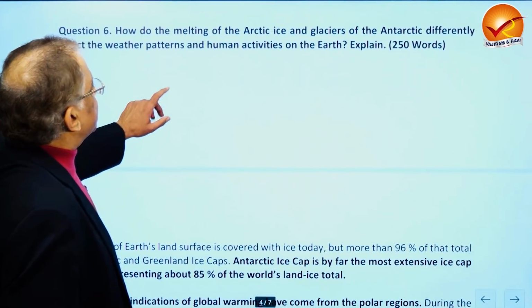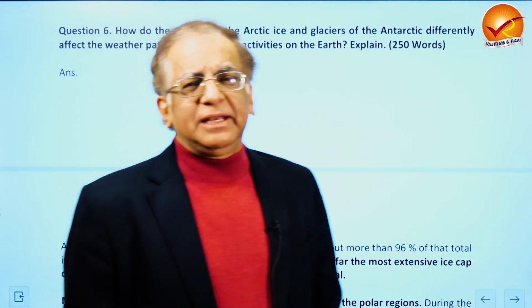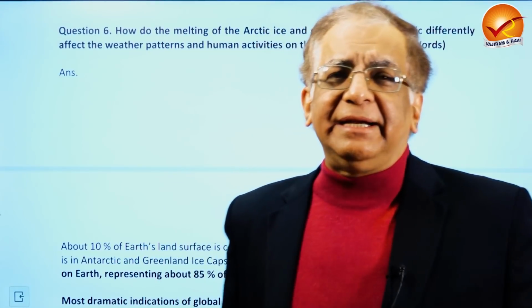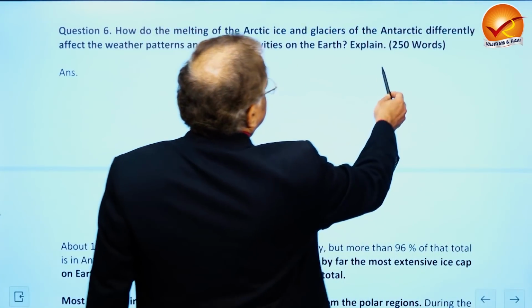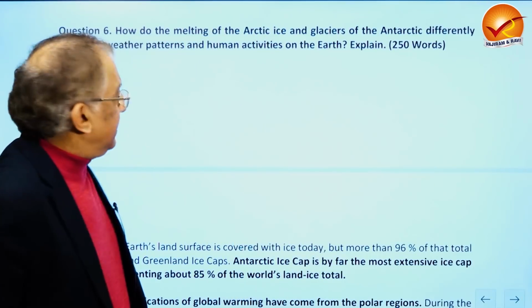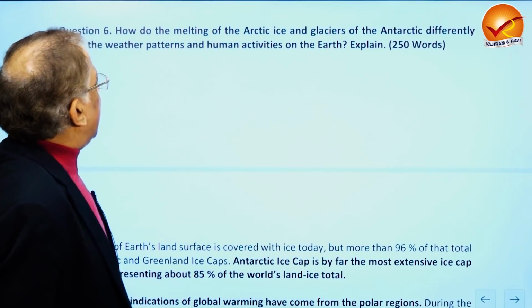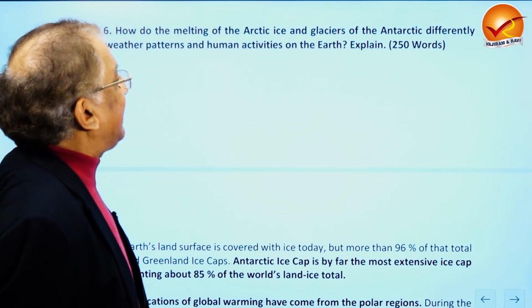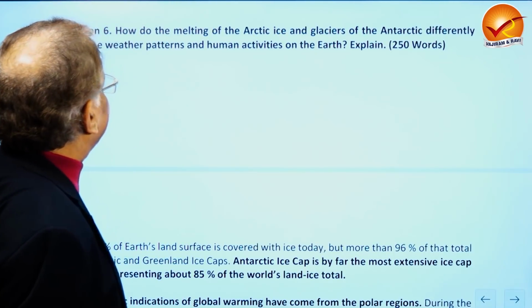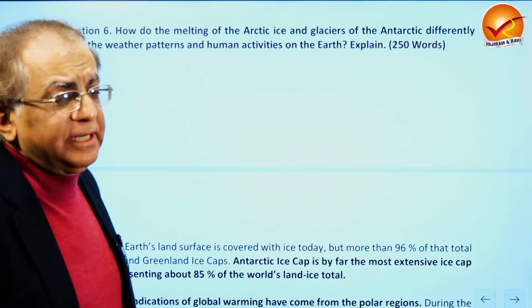Now we come to question number 6, and this question really has great content, meaning it is really difficult to summarize this question in just 250 words. The question is: how do the melting of the Arctic ice and the glaciers of the Antarctic differently affect the weather patterns and human activities on the earth? Explain.